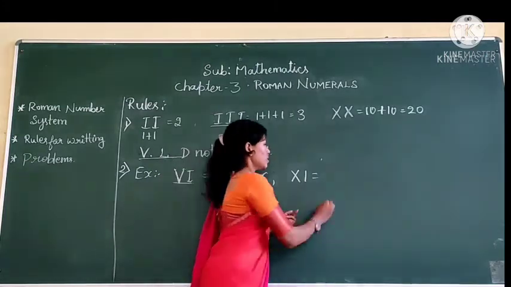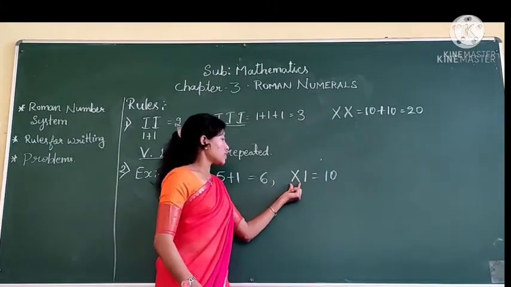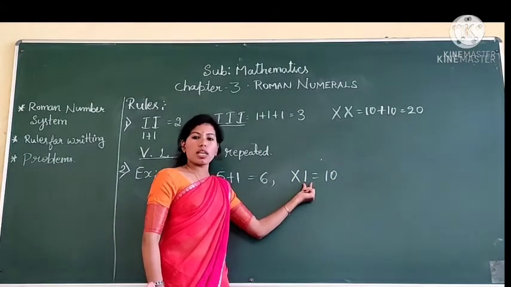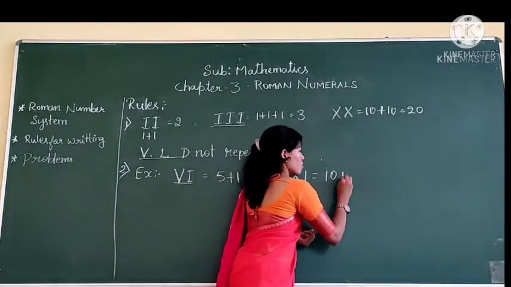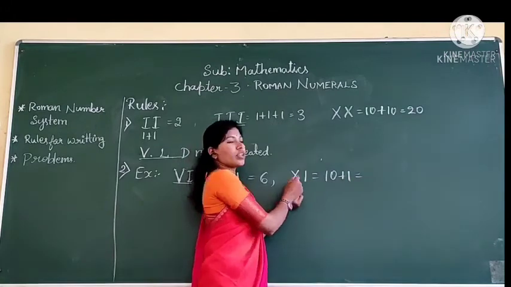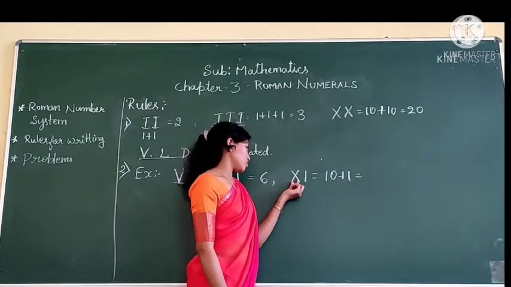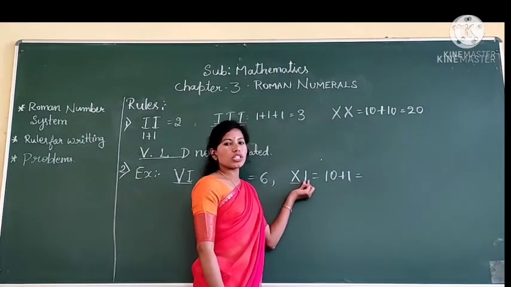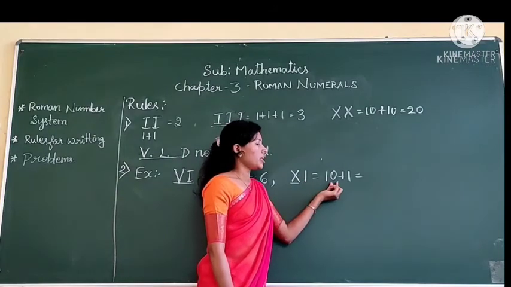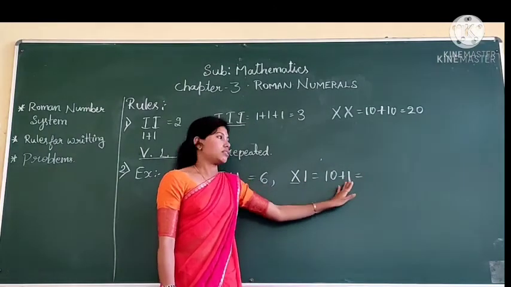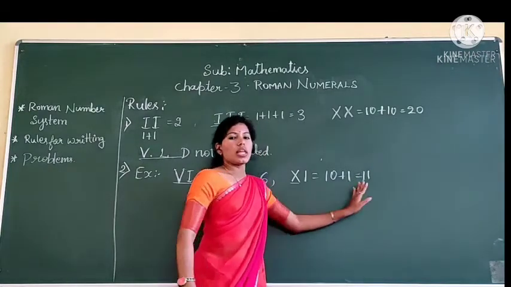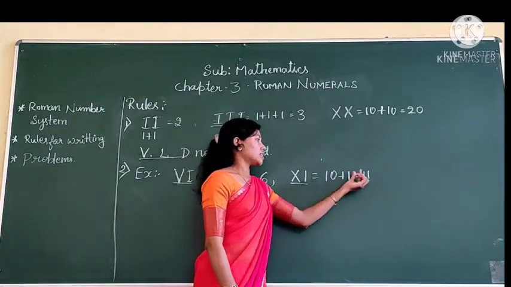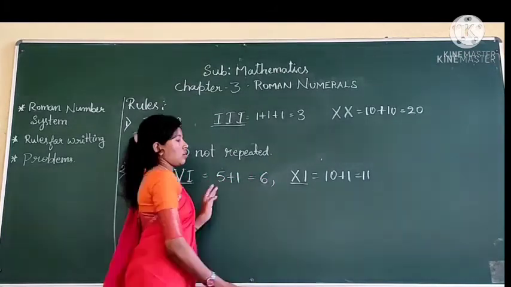X means 10. After this 10, we place one smaller Roman numeral, that is I. I means 1. So, after the greater number of the Roman numeral, we place one smaller numeral. So, here we have to add it. So, 10 plus 1 is equal to 11. So, XI is equal to 11.